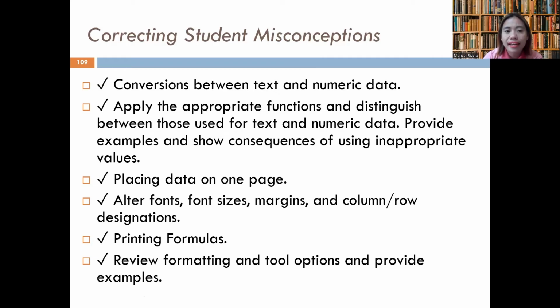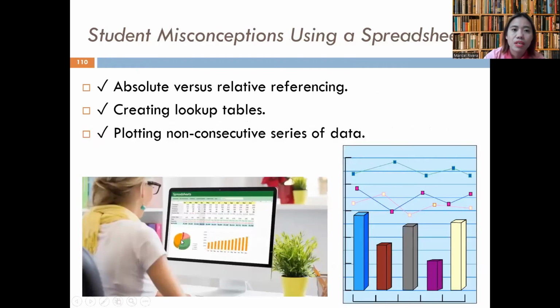And then we have placing data on one page, and then altering fonts, font sizes, margins, and column or row designations. You also need to print formulas, and you have to review formatting and tool options, and you provide examples. And so we have another misconception: absolute versus relative referencing, creating lookup tables, and plotting non-consecutive series of data.